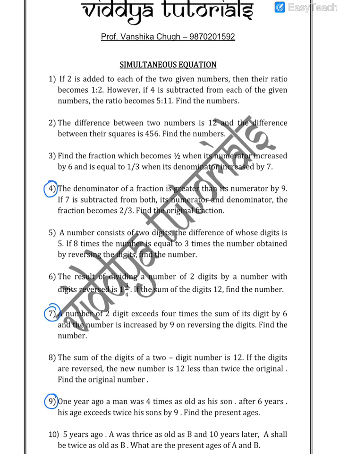Hello students, in this video I shall be explaining to you all how to frame the equations for simultaneous equations. I am doing 3 word problems from my sheet. First is on a fraction. So let's read question number 4.